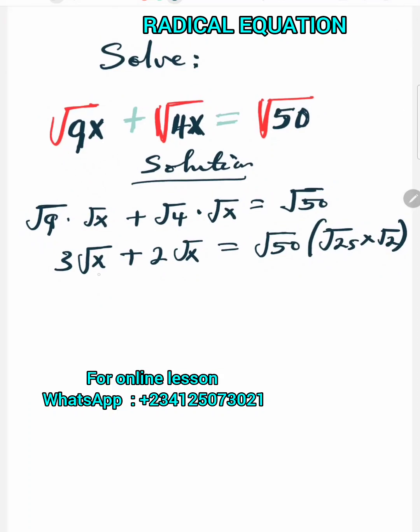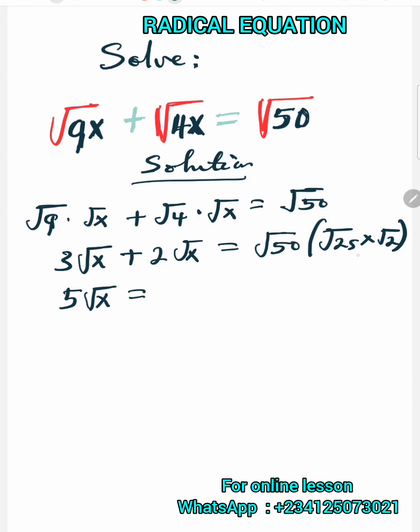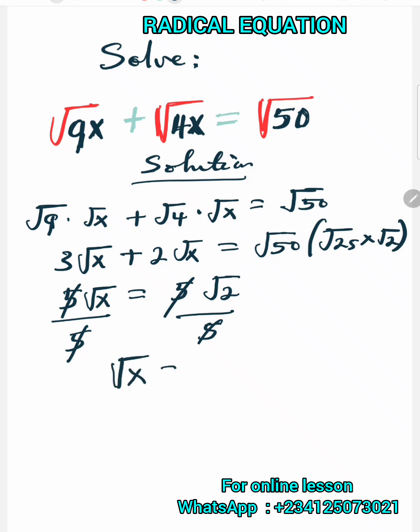So here becomes, since it's the same root according to surd, 5 root x now equal to. Now let us work with what is here. Let us also simplify this one. This will now give us 5 root 2. Now we are going to divide both sides by 5. So here and here, this one takes care of each other. So here now we're having root x equal to the root of 2. So by comparison, x equal to 2.